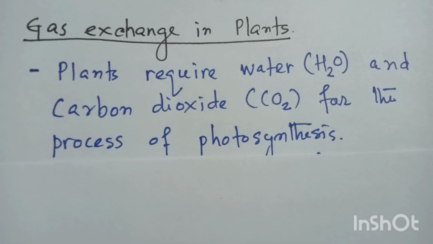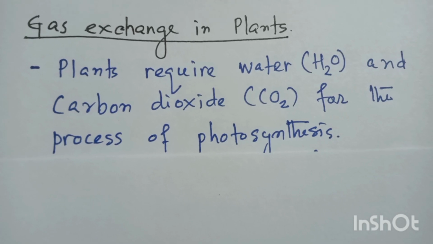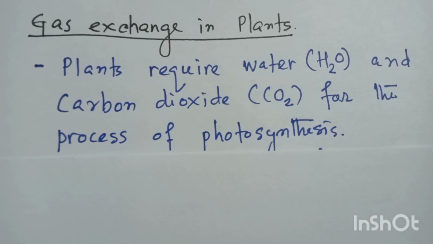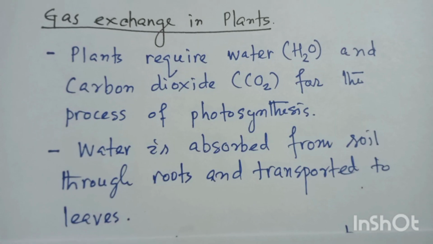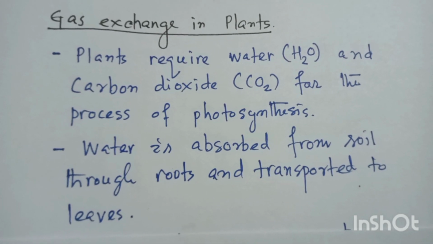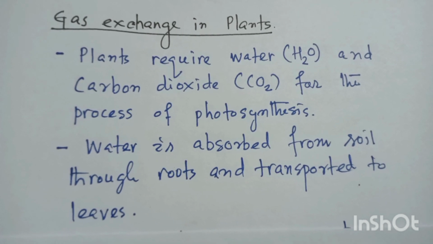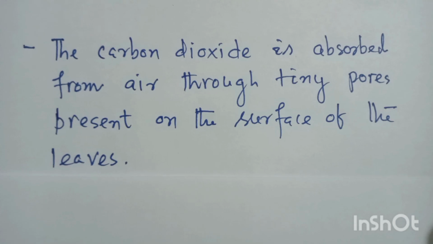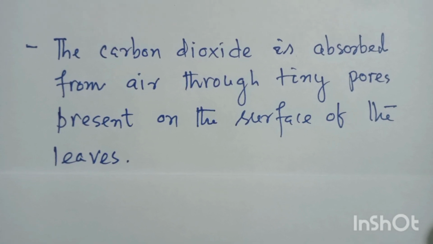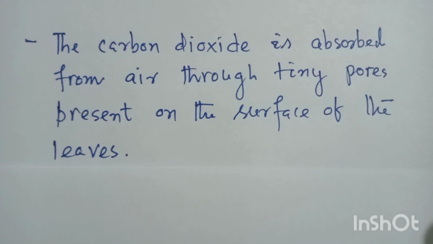Plants require water and carbon dioxide for the process of photosynthesis, which are required to be reached at the leaves. The water is absorbed from the soil through the roots and then transported to leaves. The carbon dioxide gas is absorbed from air through tiny pores present on the surface of the leaves.